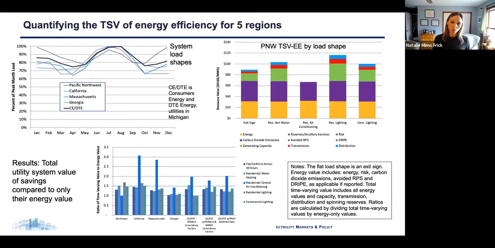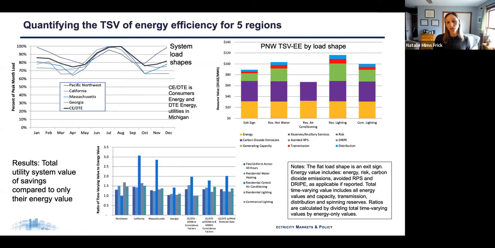And we chose the Pacific Northwest because it was a winter peaking system, and all of the other systems are summer peaking. And then the 5 measures we looked at are shown in the top right chart, which are an exit sign, a water heater, air conditioner, and then residential and commercial lighting. And those stacked bars represent the different value streams of the measures in the Pacific Northwest for that particular example.